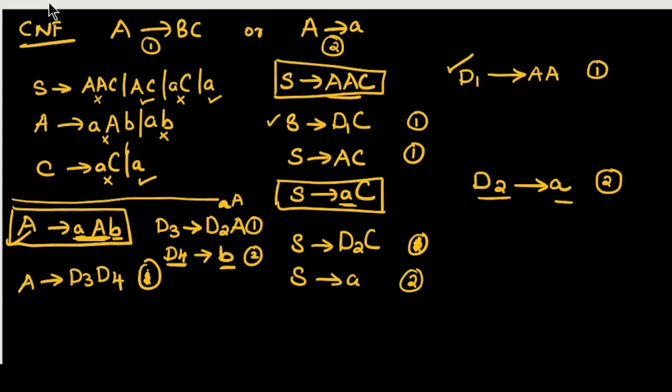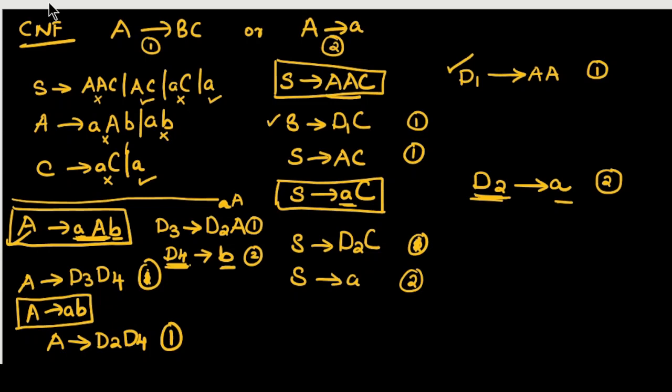Then A gives aB. This is also not in the form; I have two terminals on the right hand side. So how do we replace it? a is D2 and b is D4. So I can rewrite it as A gives D2 D4. So this is now in format 1.